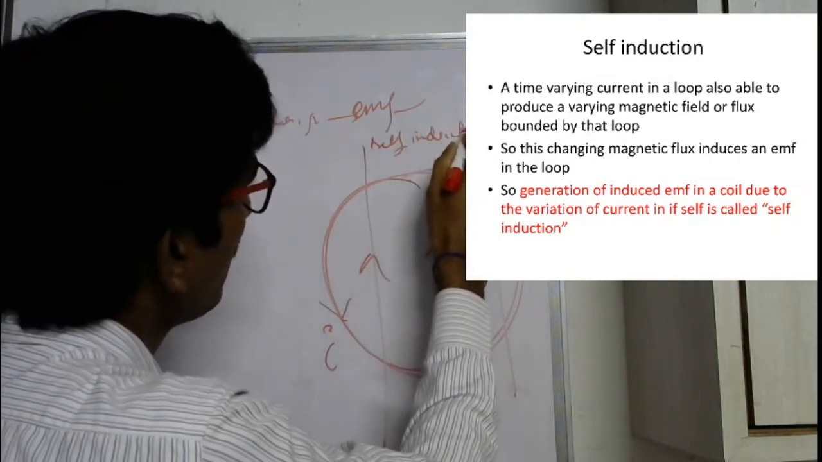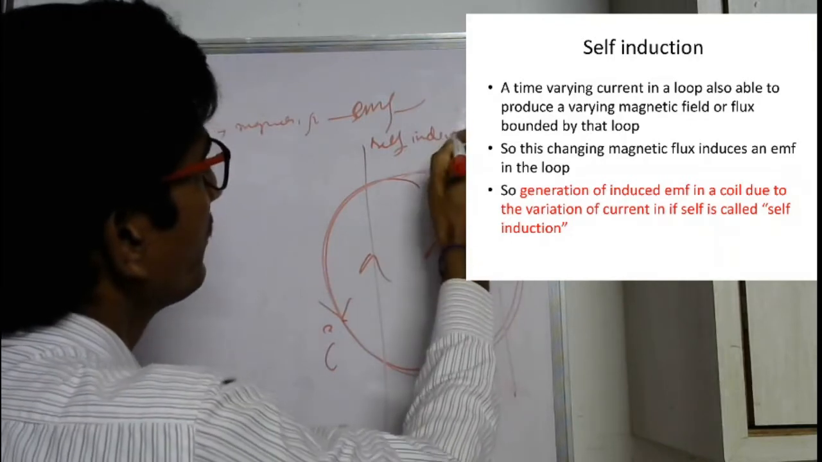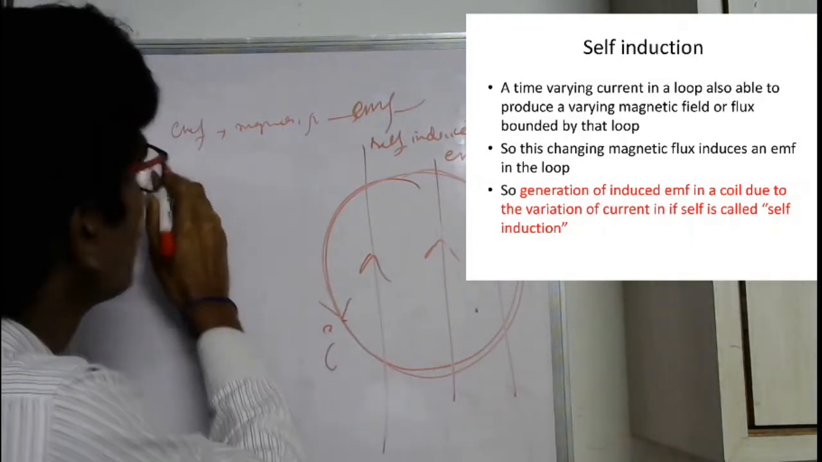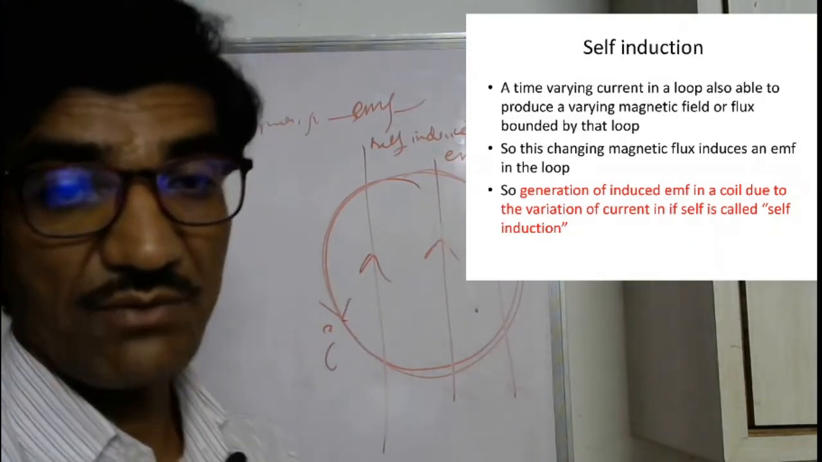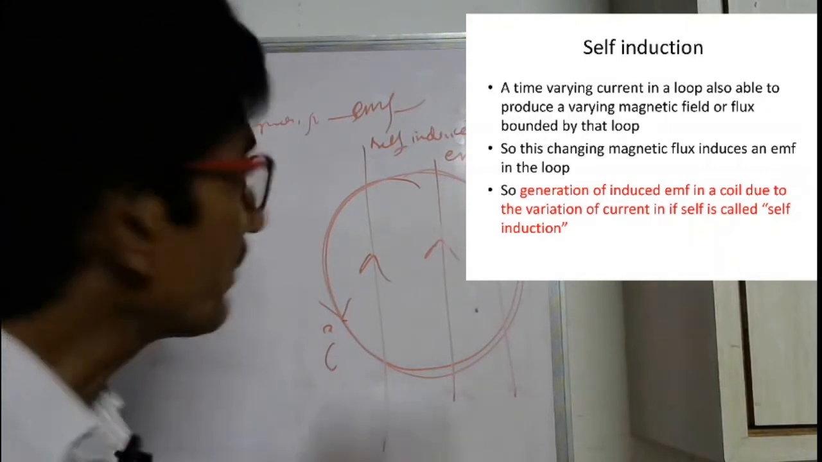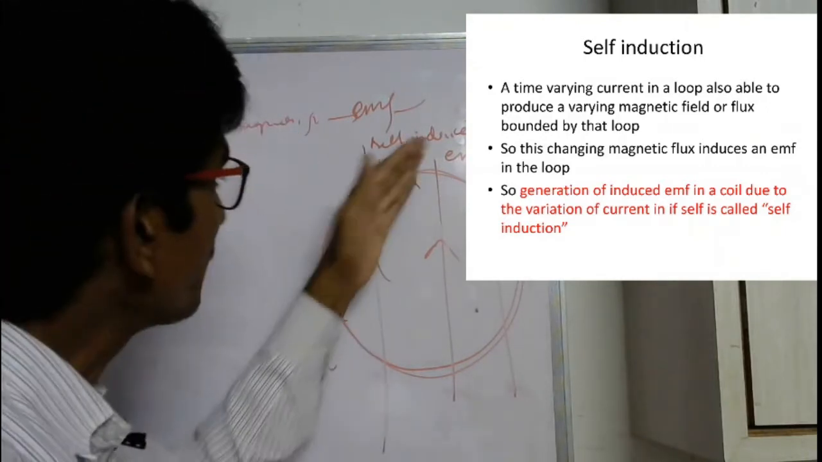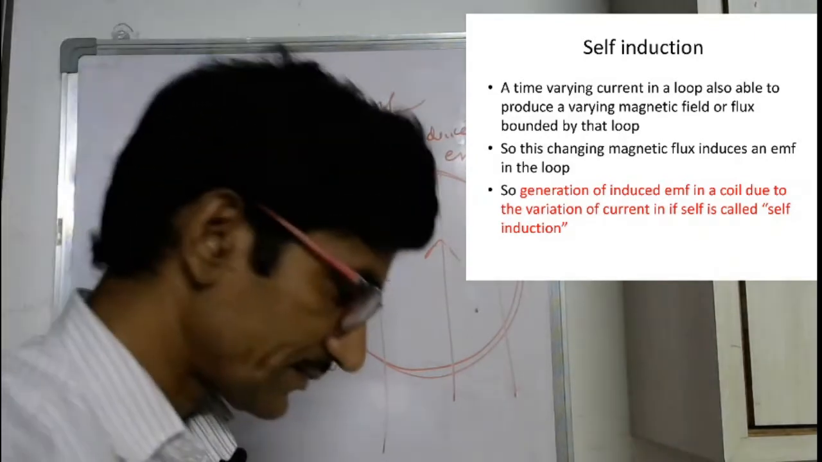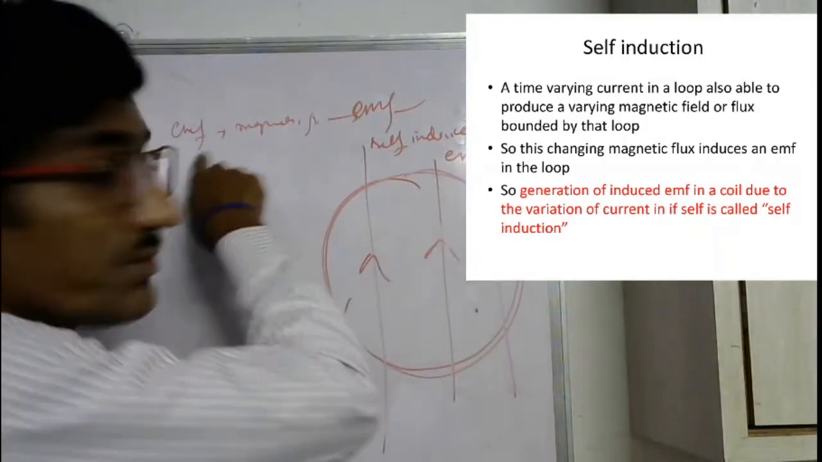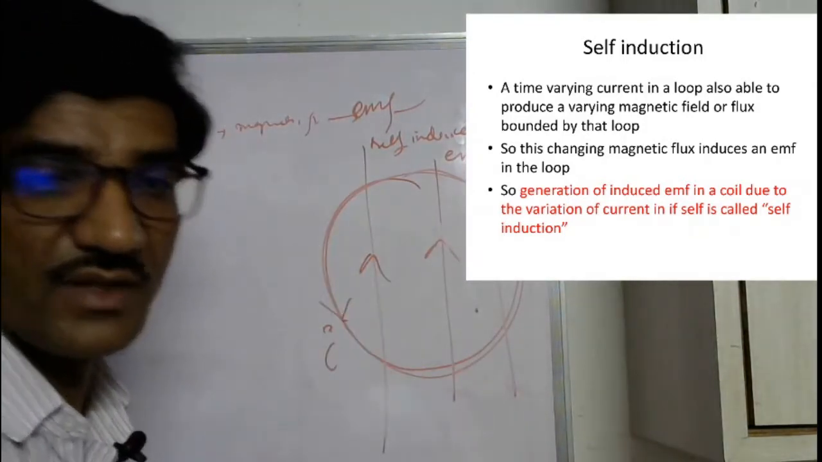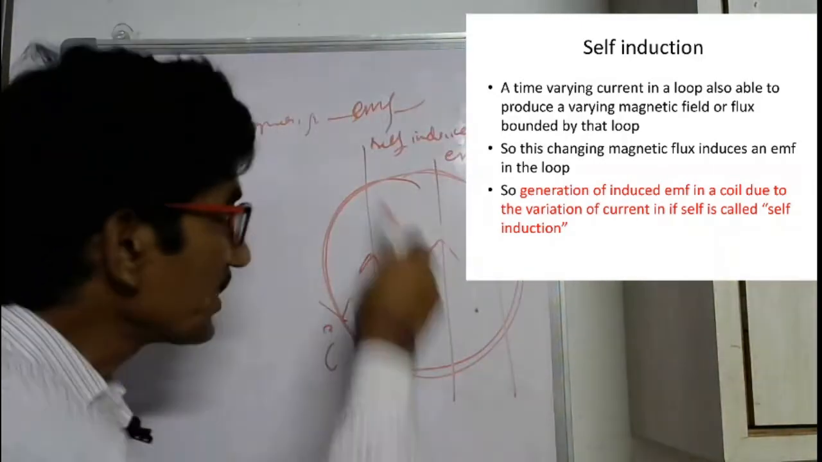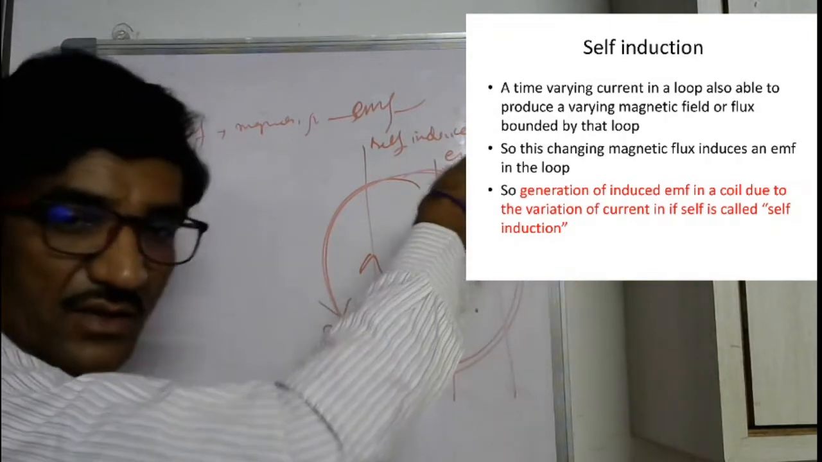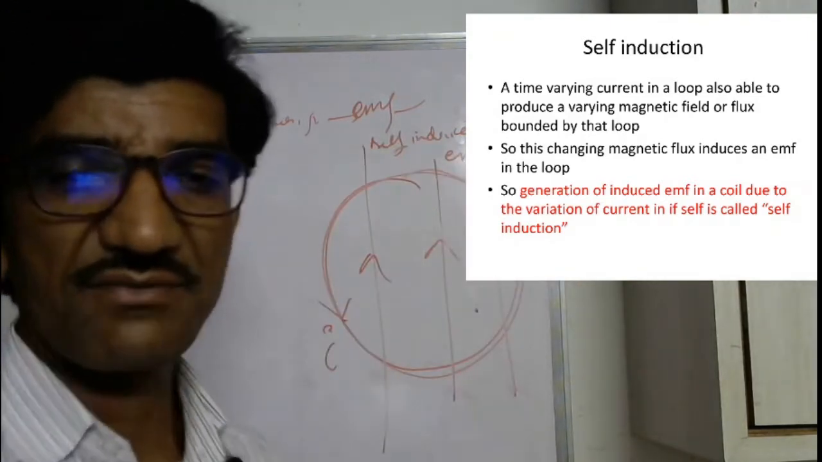Self-induction, or self-induced EMF. In the earlier case, we had only induced EMF. Now we have self-induced EMF. This EMF is due to the ordinary EMF. The current flowing through this wire is able to induce some EMF within this wire. This is known as self-induction.